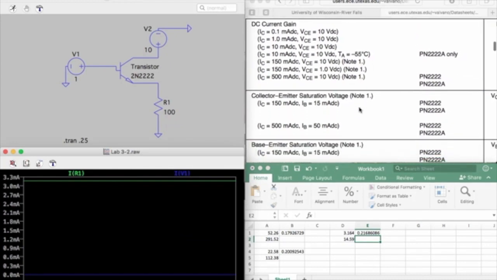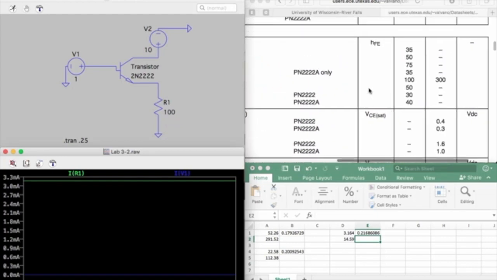Finally, let's look at the DC gain on our data sheet. We're expecting that the gain would be a minimum between 35 to 100.